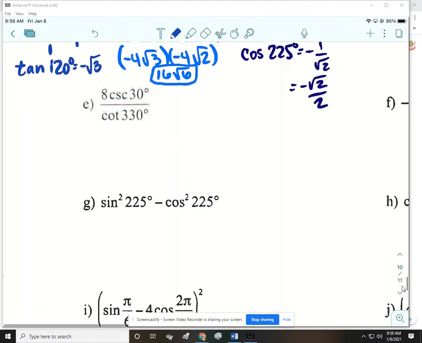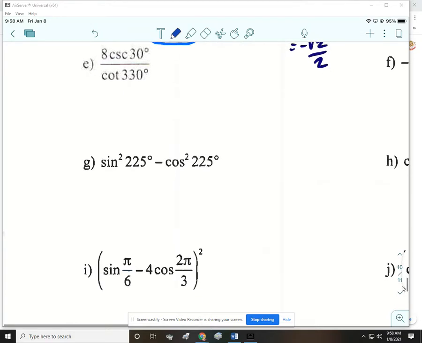All right, a few more. So you guys go ahead and draw the triangles you need for E, please.